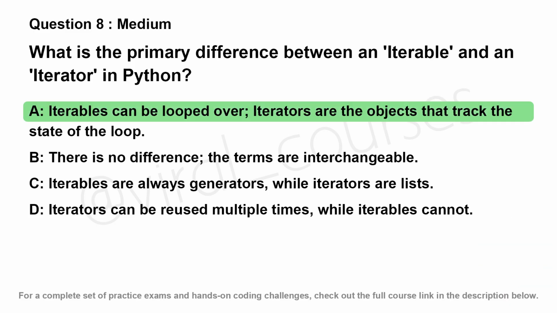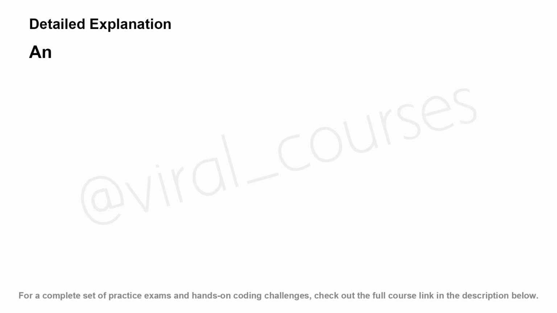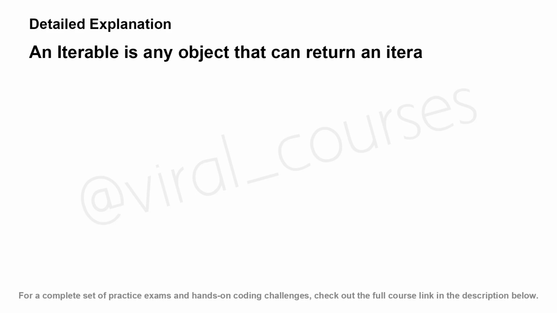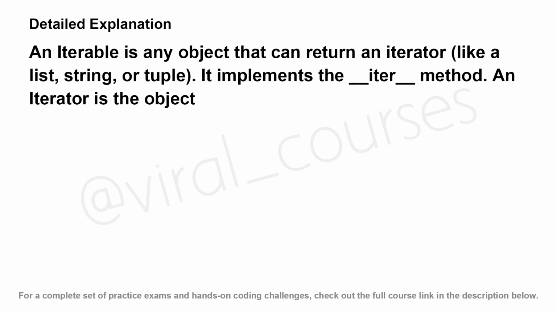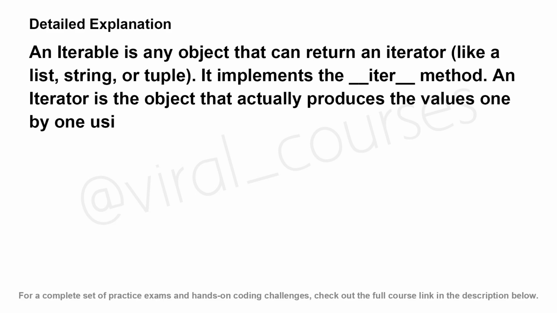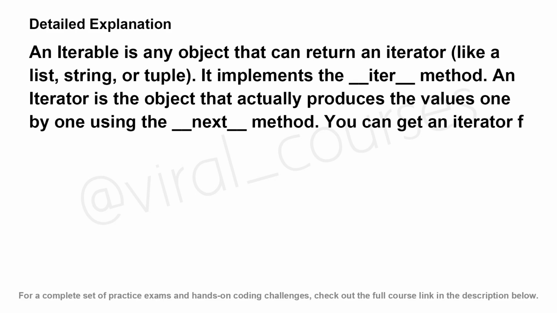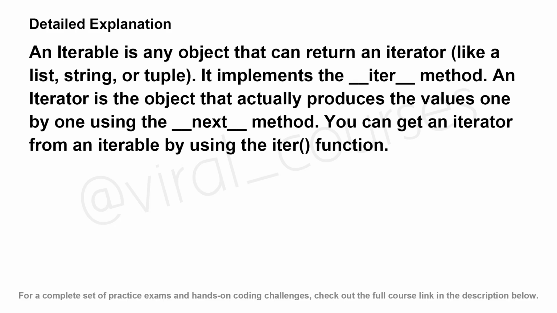The correct answer is A. An iterable is any object that can return an iterator, like a list, string, or tuple. It implements the __iter__ method. An iterator is the object that actually produces the values one by one using the __next__ method. You can get an iterator from an iterable by using the iter function.